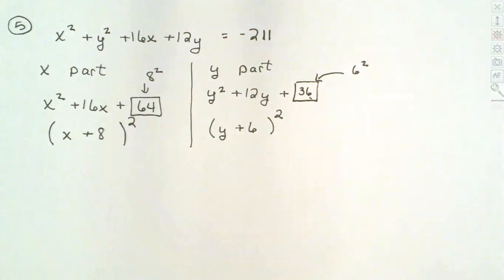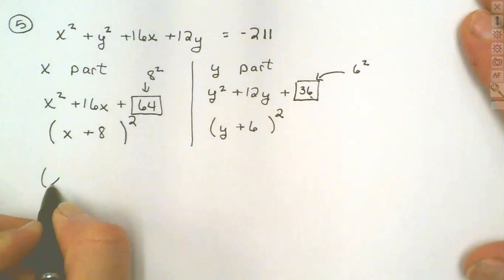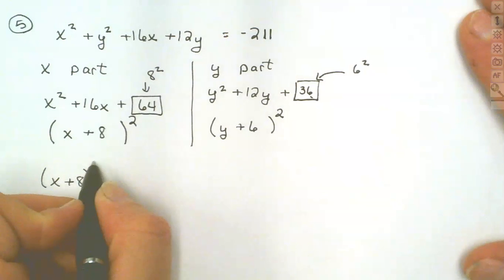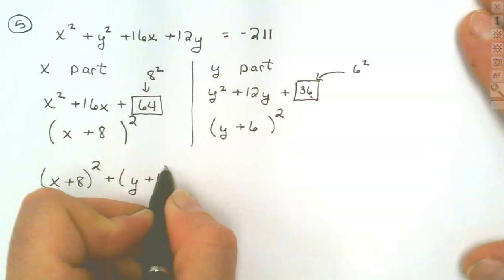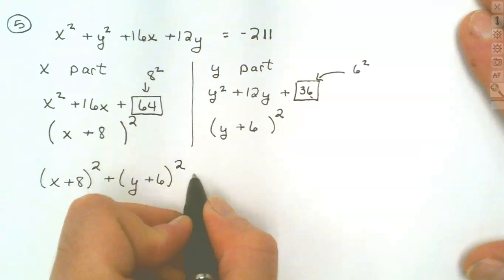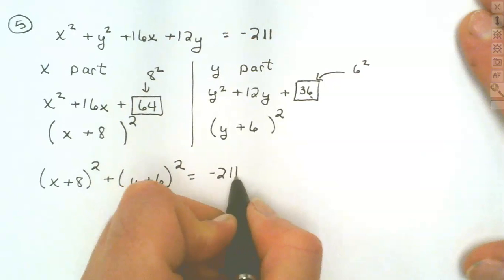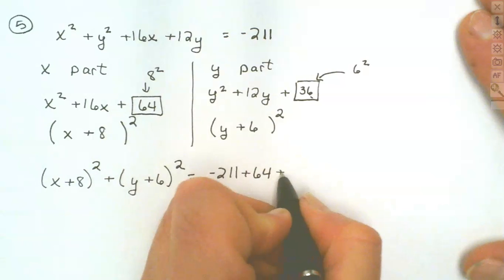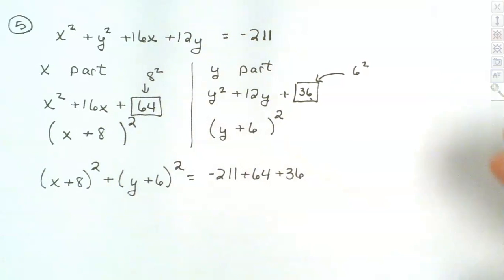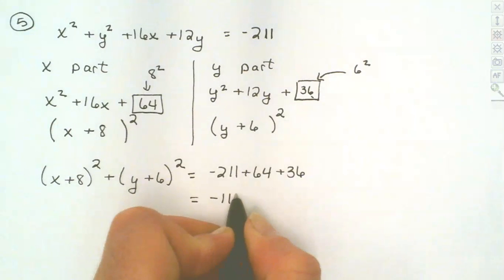So let's rewrite this now as x plus 8 quantity squared plus y plus 6 quantity squared, and that's going to equal negative 211. We're going to have to add 64 to that and add 36 to that as well. And then when we add them up, we've got negative 211. We're going to add to that 64 and add on that 36. That makes it negative 111.